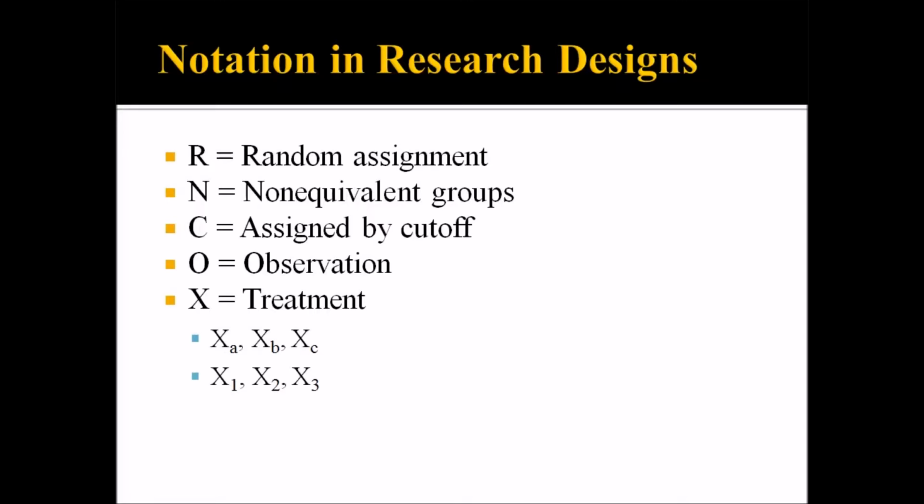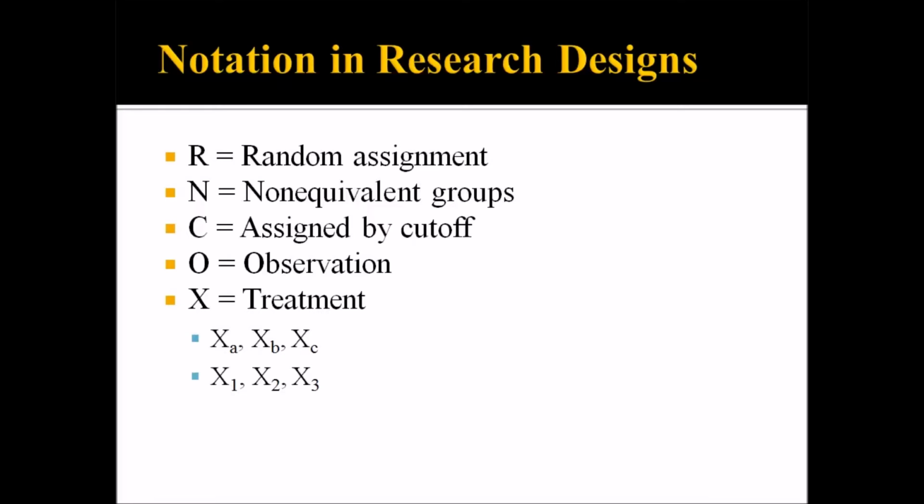So in research design notation, R equals random assignment, N is when you have non-equivalent groups, C is when participants were assigned by cutoff, and this can mean a couple different things. Let's say, for example, that you have an experiment where you're in a city and you walk out into a city street, and the first 20 people that you run into that are willing to participate in your study are entered into the study, and after that there's no more, right? So you'd indicate with a C that assignment was by cutoff.